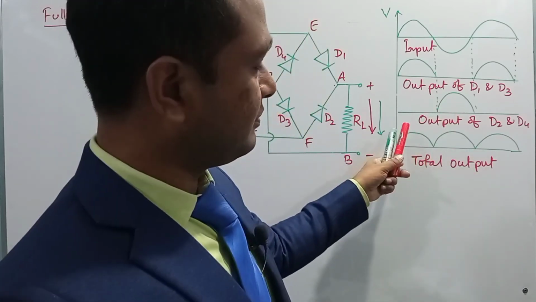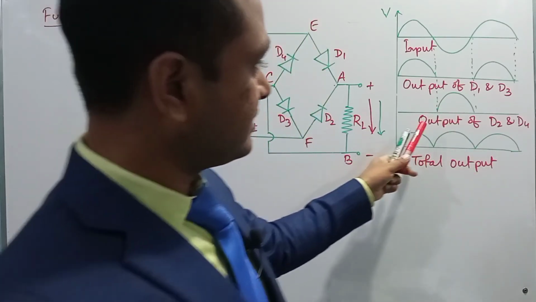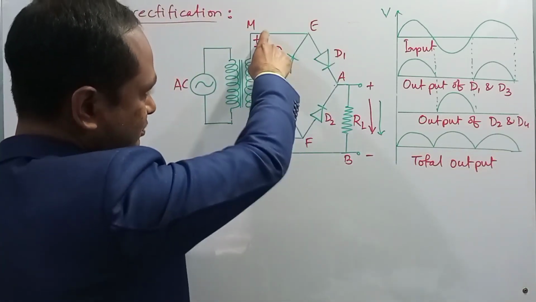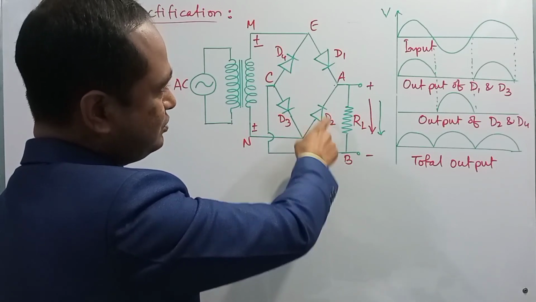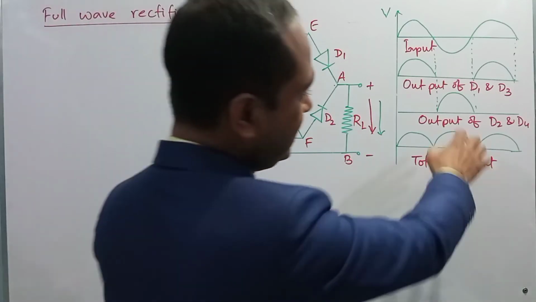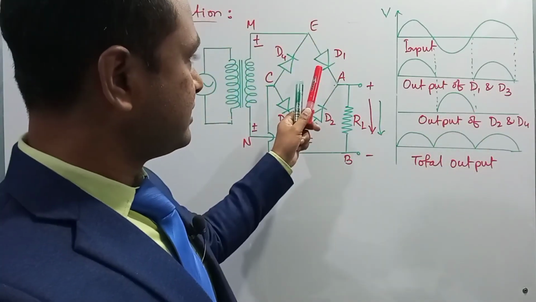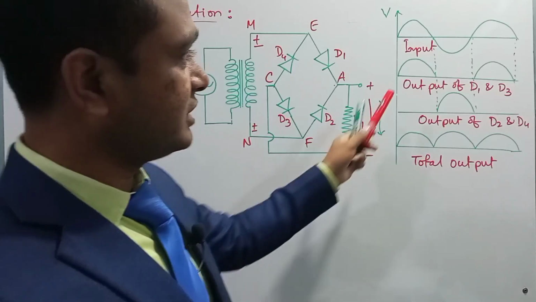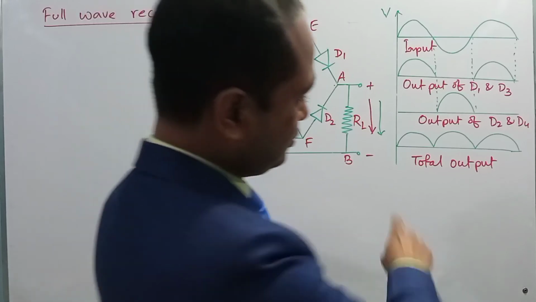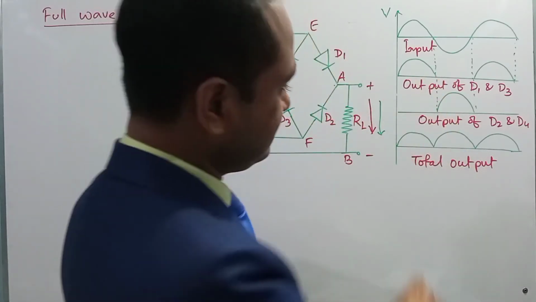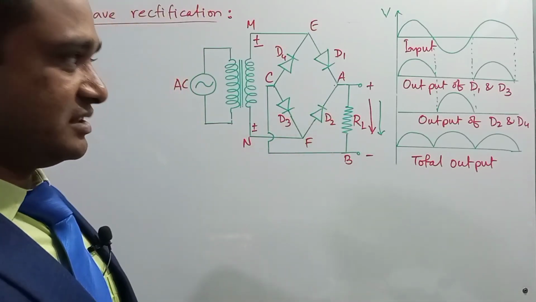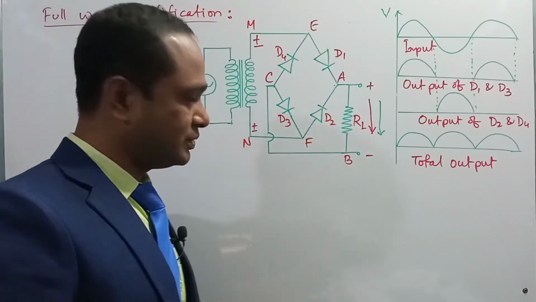third line of the graph, that is the output of D2 and D4. That is, when the N point is positive and M point is negative, then diodes D2 and D4 will be active and D3 and D1 will be inactive. So this is the output of diodes D2 and D4, that is for the negative half cycle. So overall, the total output of this circuit was like this, right? So this is the full wave bridge rectification, right, dear student? I hope you got it.